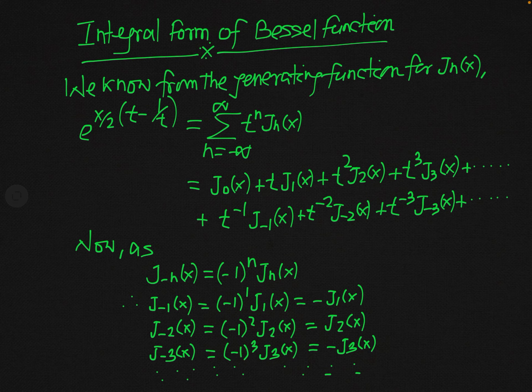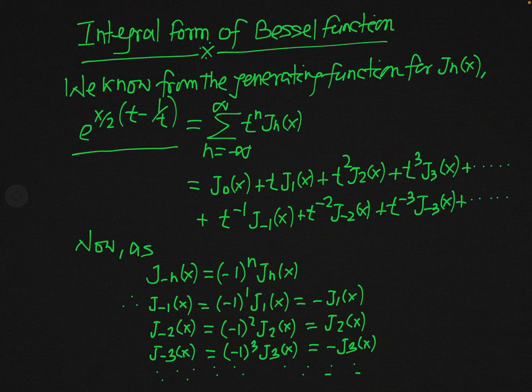you know it is defined in this way: e raised to the power x over 2 (t minus 1 over t) equals the summation from n equals minus infinity to plus infinity of t^n Jn of x. Now, if we expand the RHS of this equation, then what will be our result? You can see easily. Let us put the value of the different terms after substituting the limits.